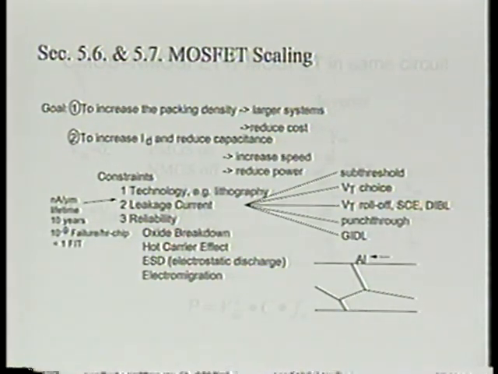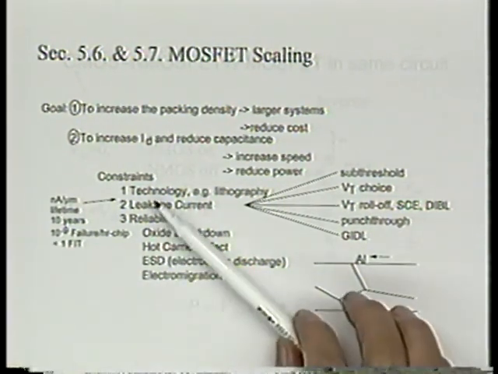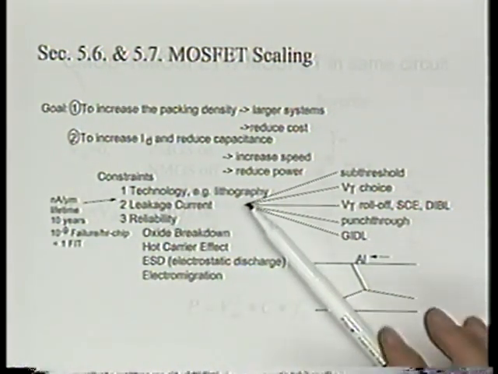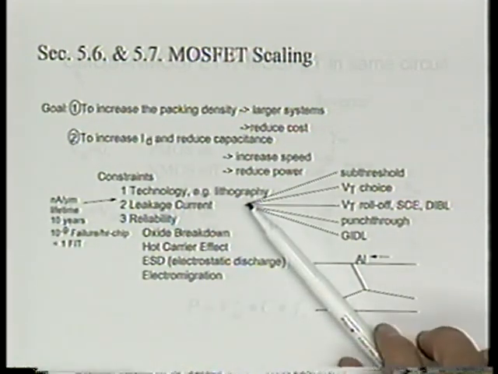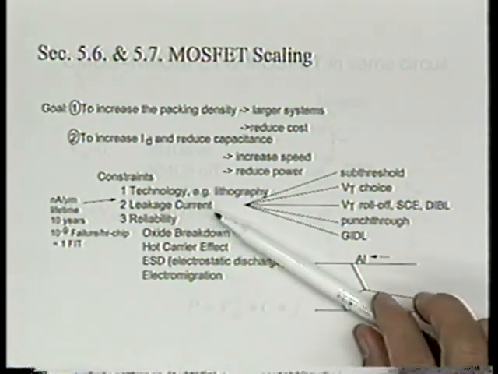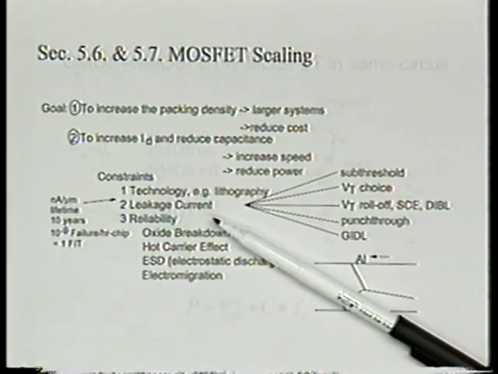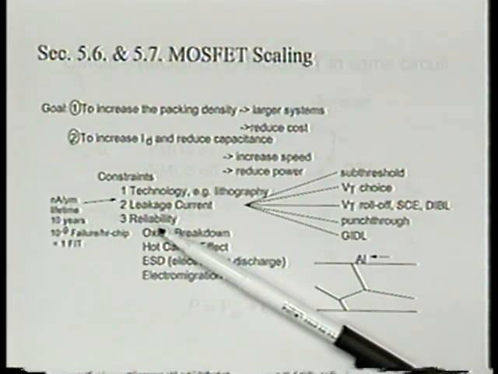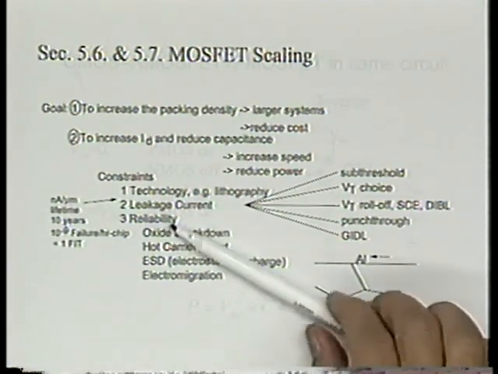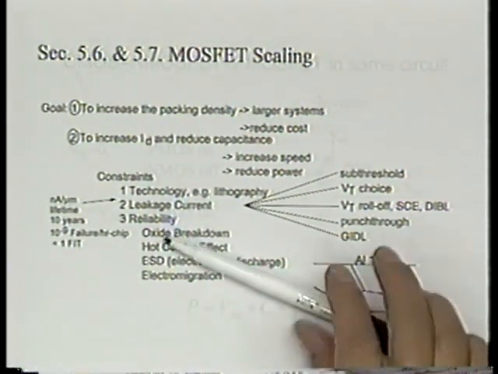And we want to scale devices as much as possible, but subject to certain constraints. So what are the constraints? What's preventing us from making the transistor as small as we want? First of all, there's technology. Specifically, lithography definitely is a limitation. There's no question about that. But in terms of what this class is concerned about, leakage current turns out to be a concern. And finally, there's reliability. So technology is a constraint, leakage current is a constraint, and reliability is a constraint.